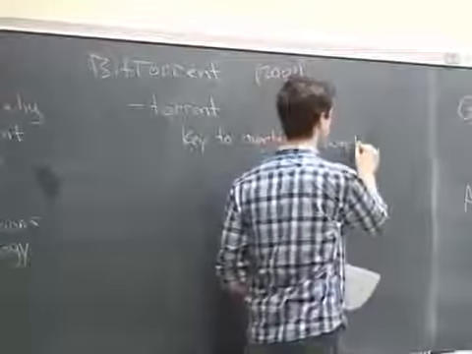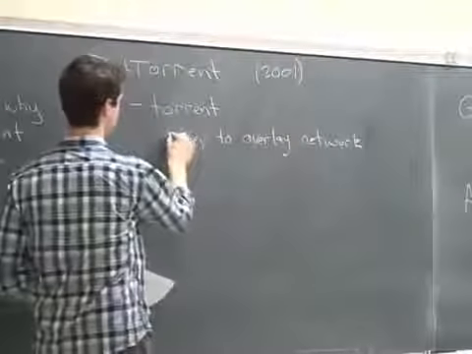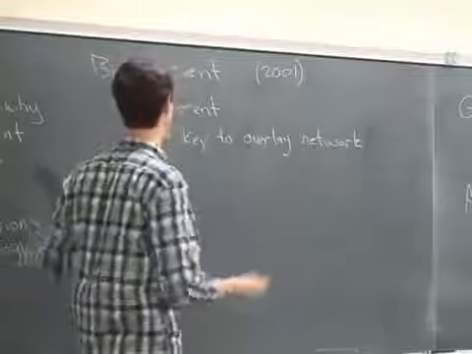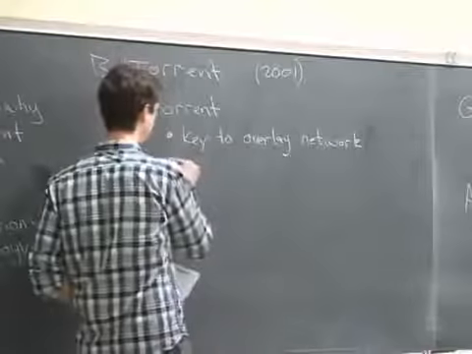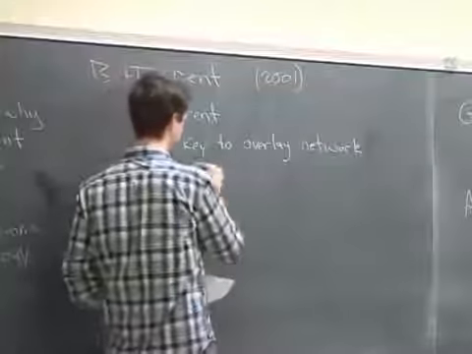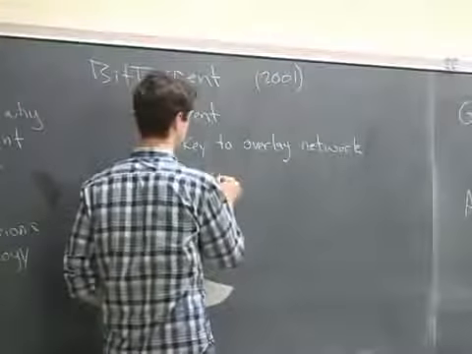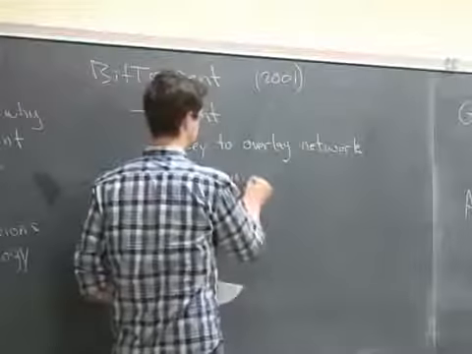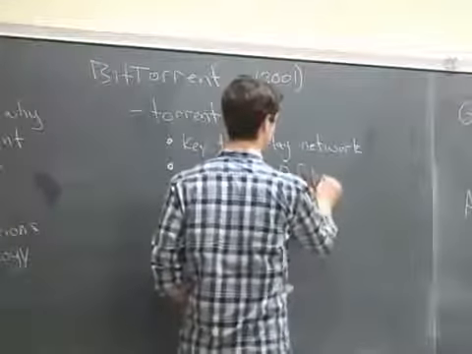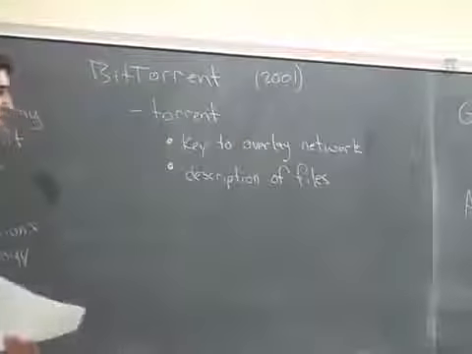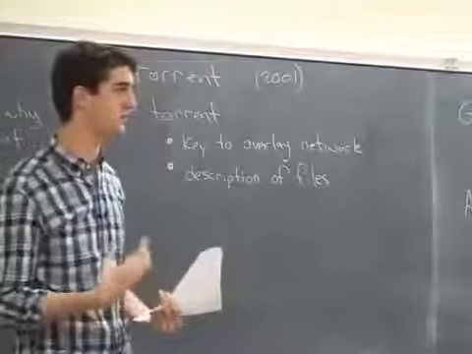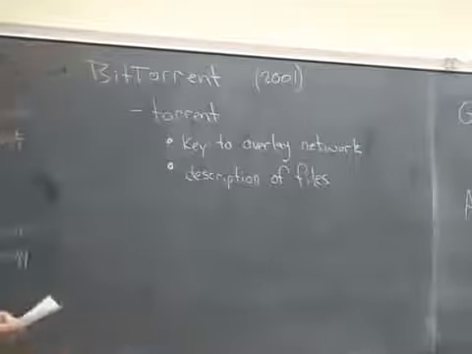Yes, that's exactly correct, it's the key to the overlay network, and we'll talk about what exactly that means. And then also, as you mentioned, it contains the description of the files. So these are the files that are in the torrent and that will be downloaded by your Bittorrent client, okay?